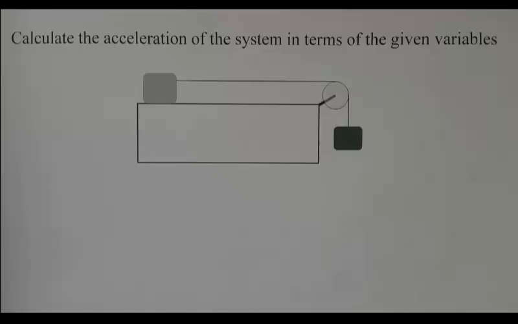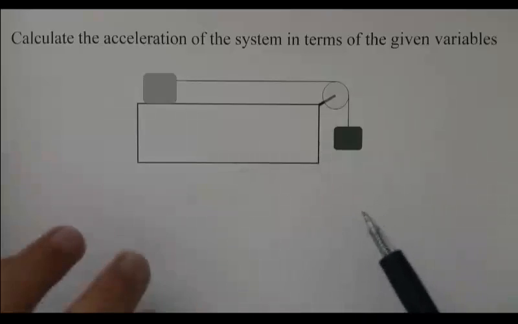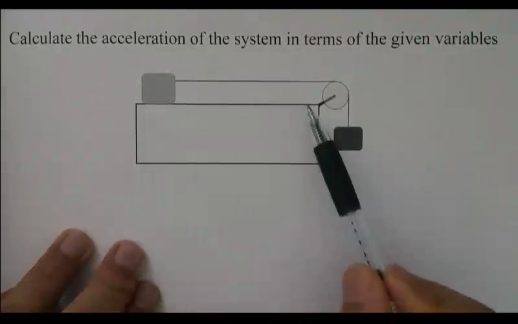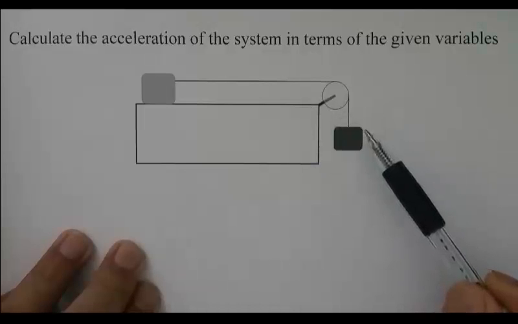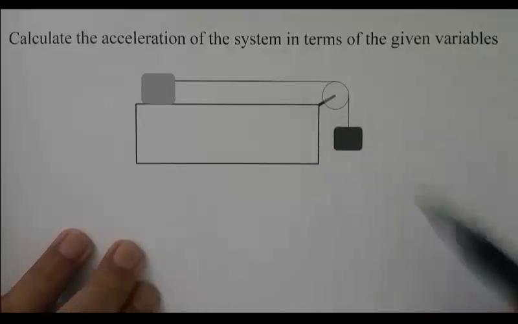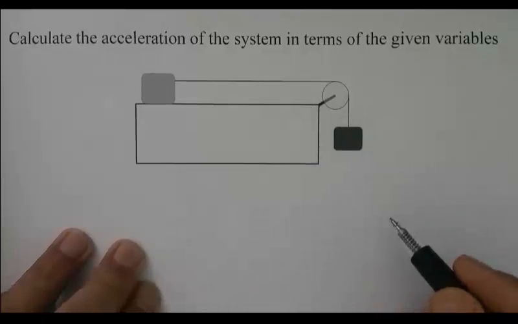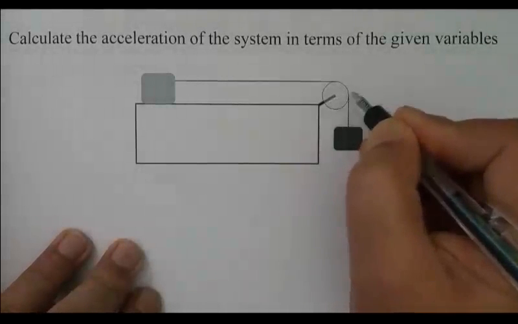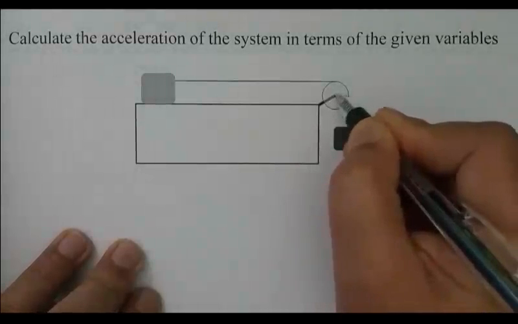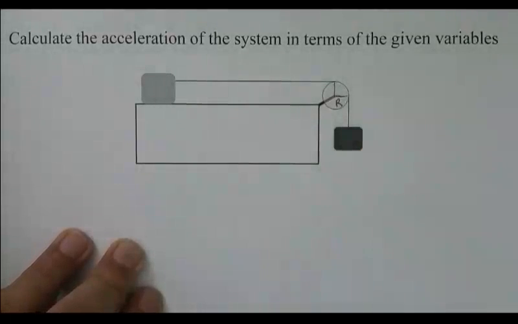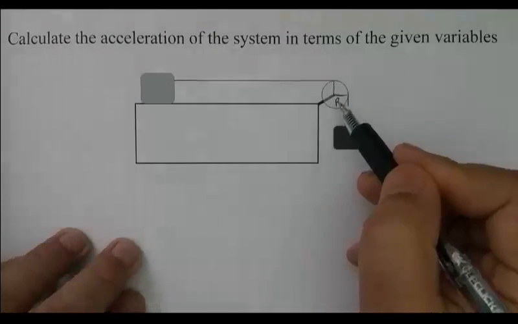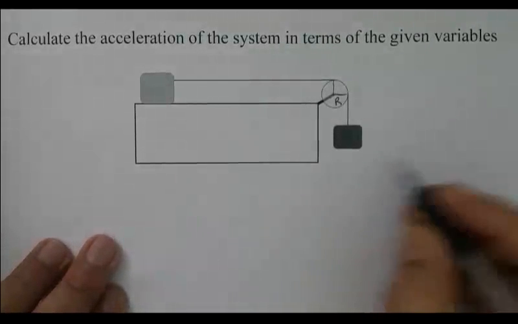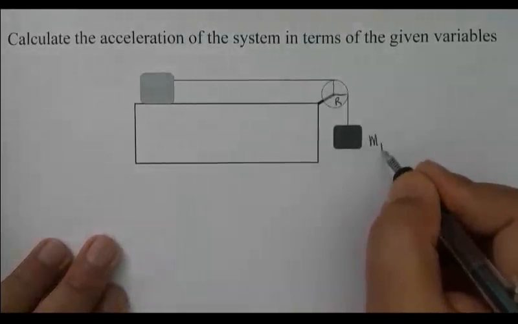Okay, the next problem is similar, again two masses, but one mass is lying on a horizontal table and one is a falling mass, and we're again asked for the acceleration of the system. This pulley has some mass, its radius is r, and it has a moment of inertia, so you cannot neglect the mass of the pulley. So what's the acceleration?